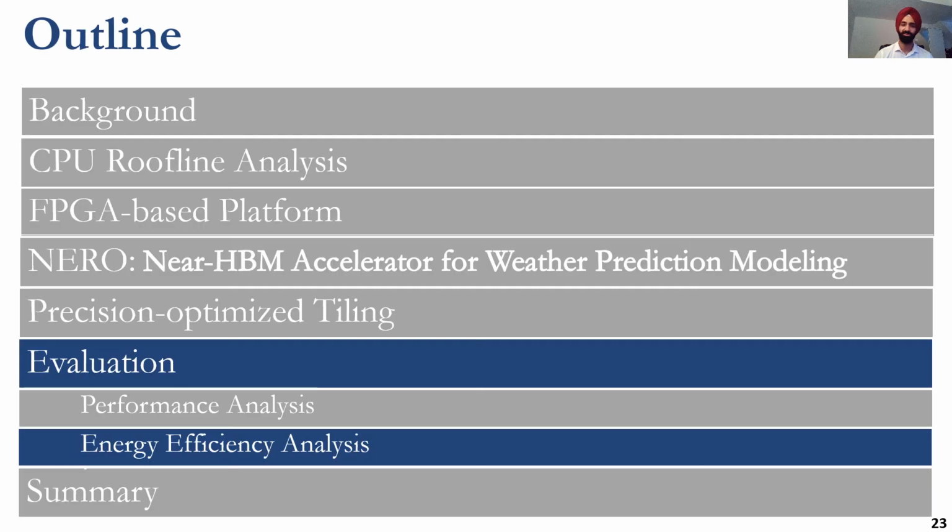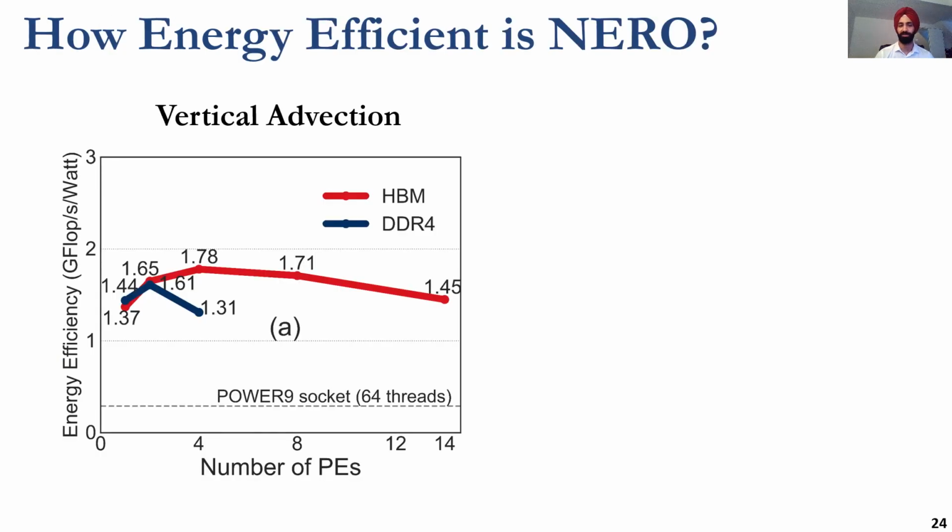We also did energy efficiency analysis for our design. The figure over here shows the energy efficiency, which is gigaflops per watt, for vertical advection on the HBM and DDR4 based design. We make 3 major observations from the figure.